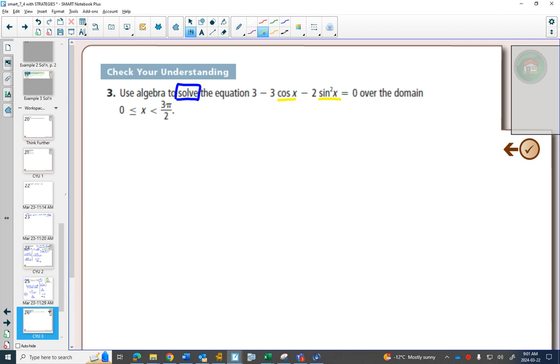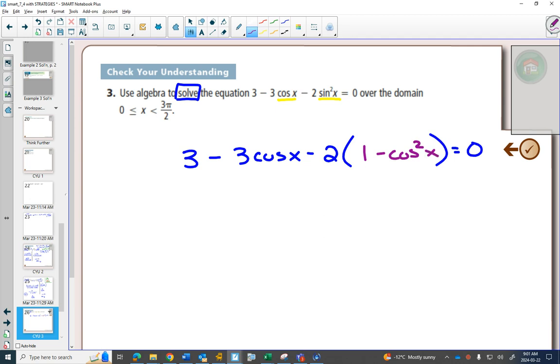So what I'm going to do is start by rearranging and saying I can change that sine squared, using my big idea, to 1 minus cos squared x. And now my equation is just with cos. I can distribute that 2. So I would have 3 minus 3 cos x minus 2, and then minus times a minus would be plus 2 cos squared x equals 0.